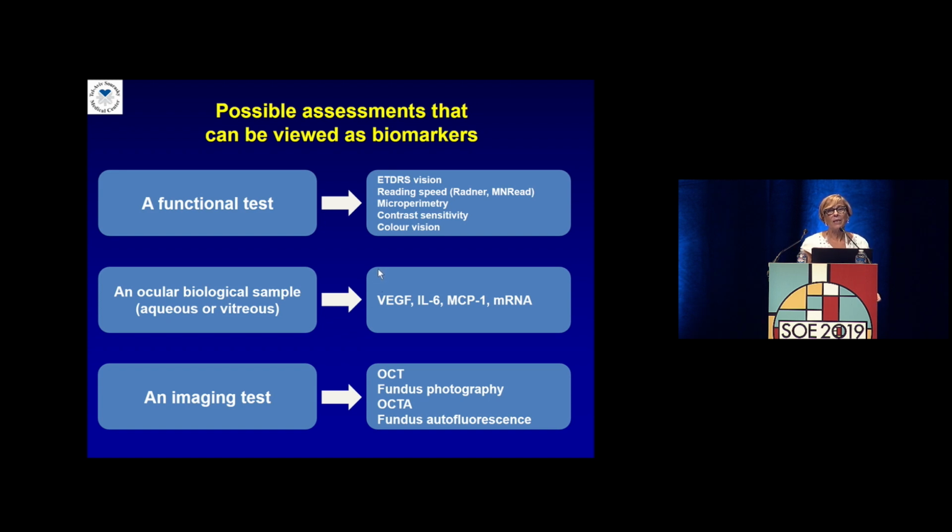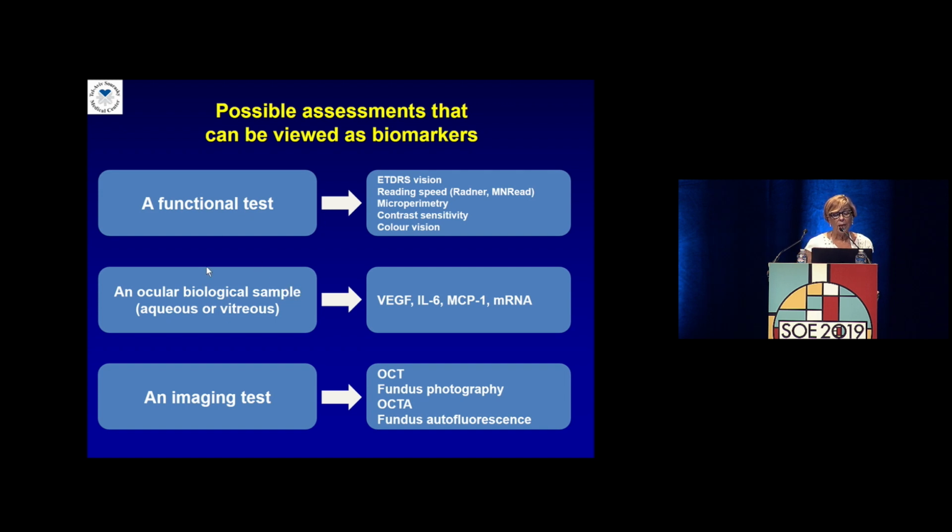There are multiple things that can be looked at as biomarkers. It could be a functional test. For example, visual acuity, ETDRS vision, Snellen vision could be a biomarker. Reading speed in various modalities can be a biomarker. Microperimetry, contrast sensitivity, and color vision. So one thing that can be a biomarker is a result of a functional test, and I will show you a few examples.